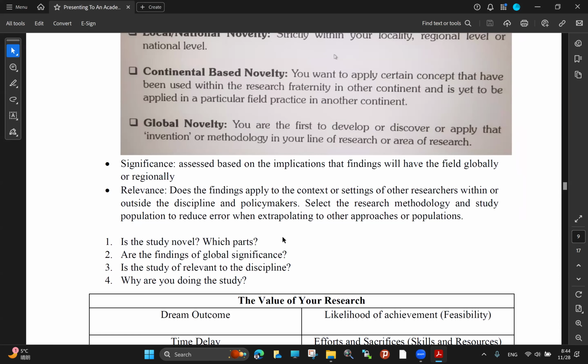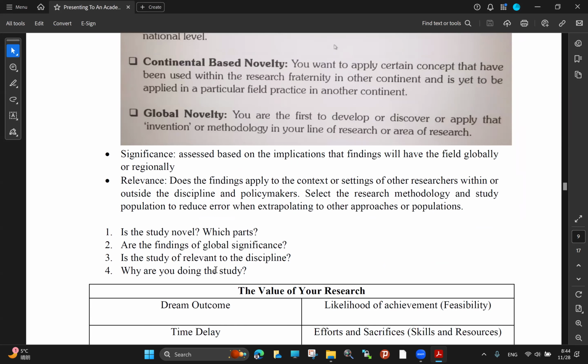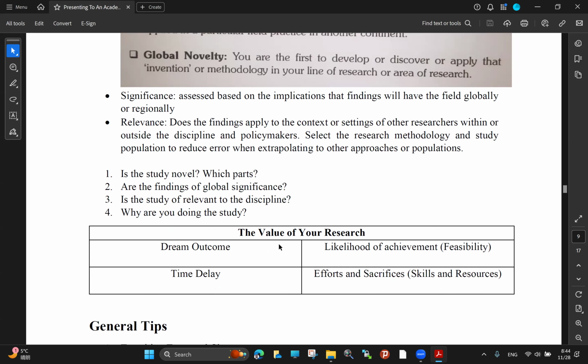Why are you doing the study? Some of us, it's just because we want to graduate, but there could be a financial motivation, or a personal motivation, like you have faced something that you want to correct so that no one else goes through the same thing. This can also drive your novelty, significance, or relevance. What's the value of your research?